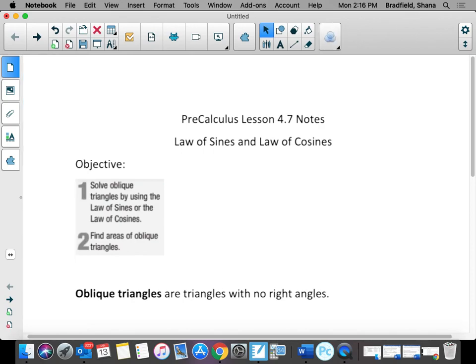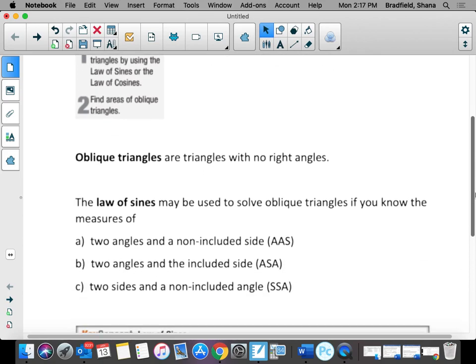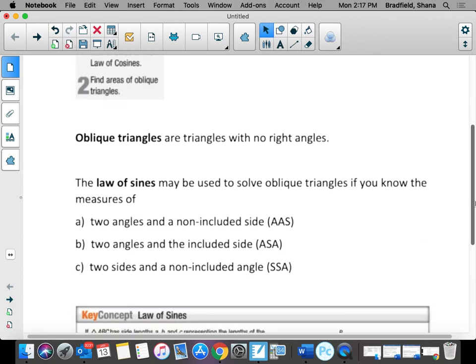Hey guys, this is lesson 4.7 on law of sines and cosines. Some of you have done a little bit of this already, but for a few of you it'll be a review. For some of you, it will be something new.